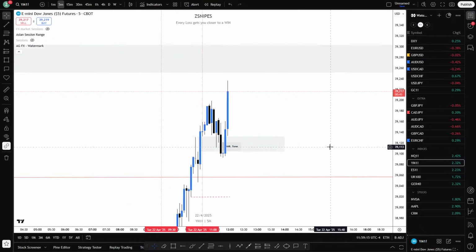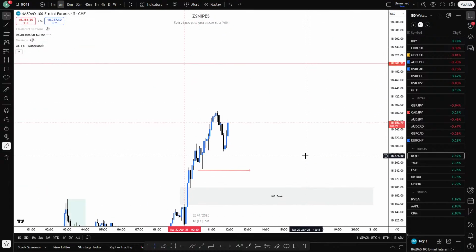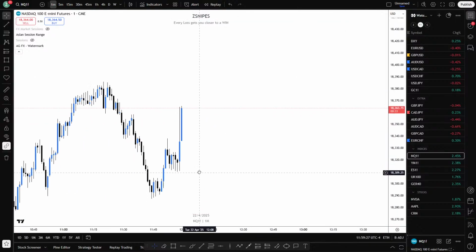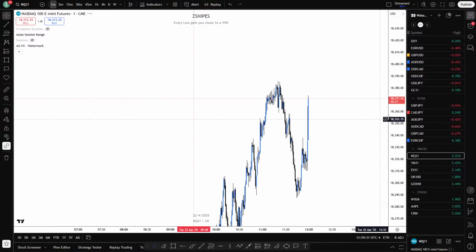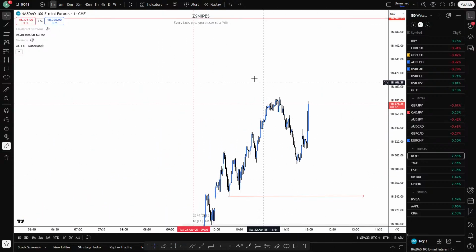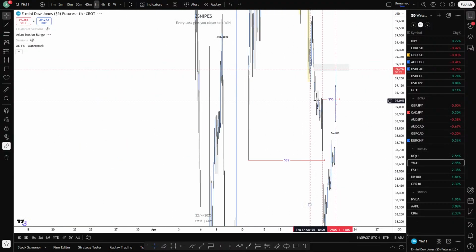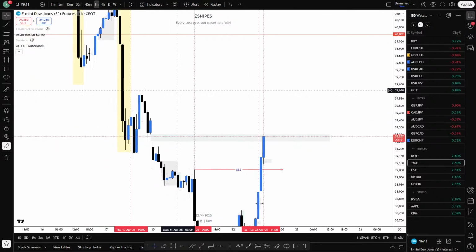Oh, well, we held the imbalance. Okay. NAS is kind of lagging a little bit behind. Wow, NAS gave a... Okay, never mind. Well, there goes that gap filled. That's great.